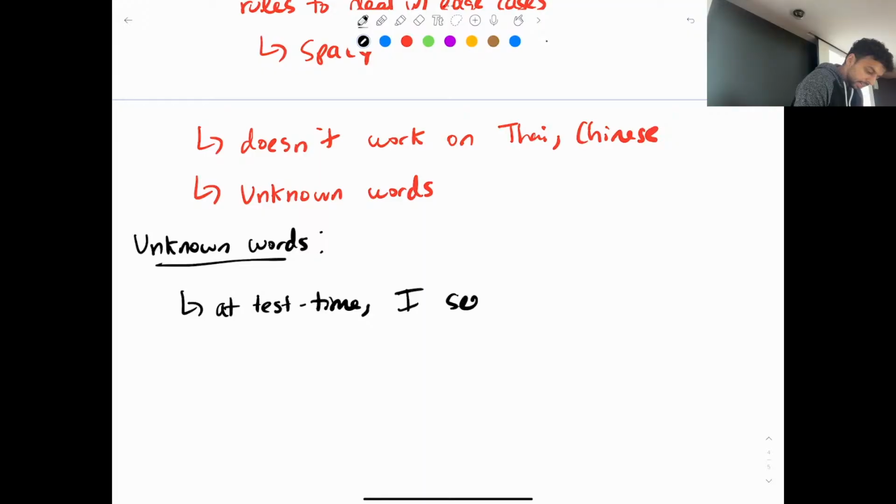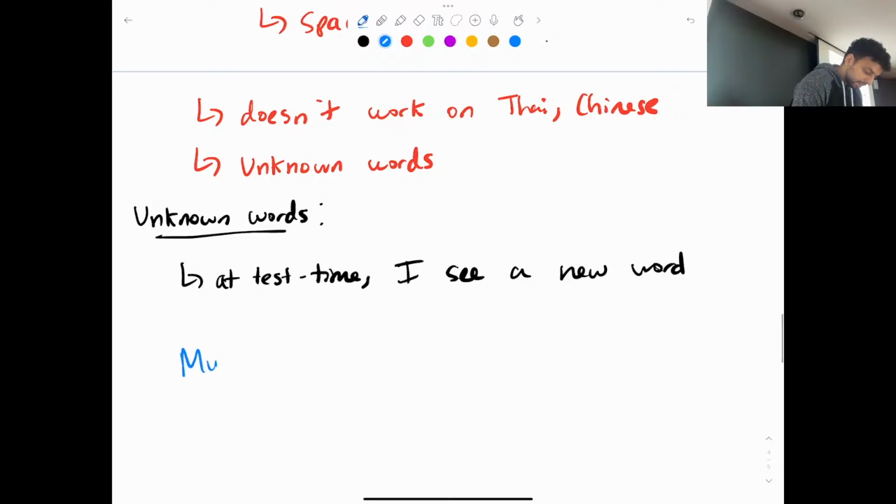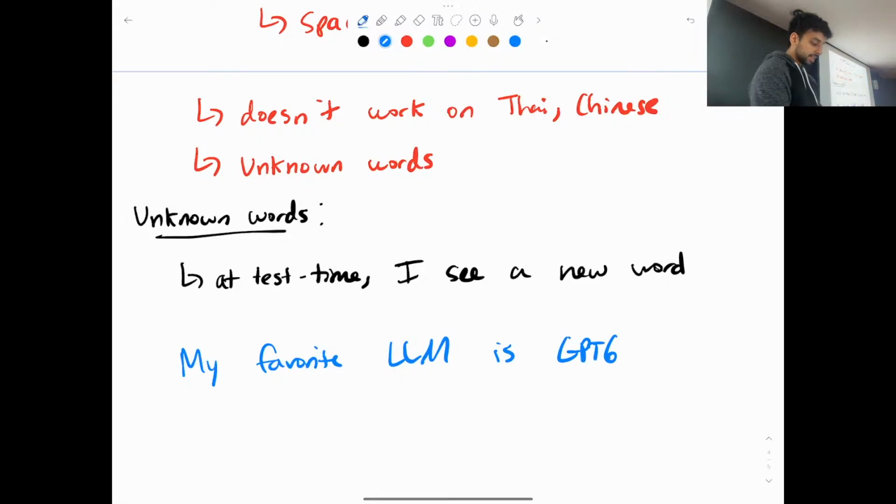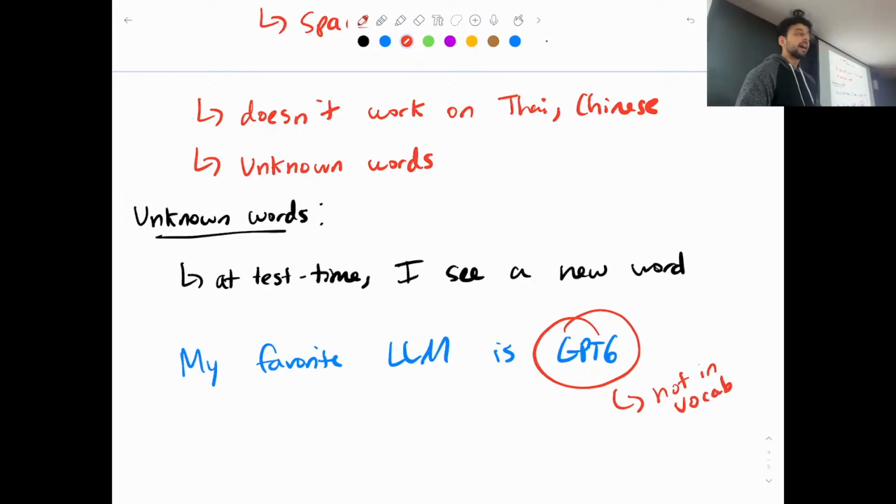I see a new word. So maybe I have something like my favorite LLM is GPT-6, right? So GPT-6 doesn't exist. This is not in your vocab. And so you have no way in the word level tokenization of handling this, right?